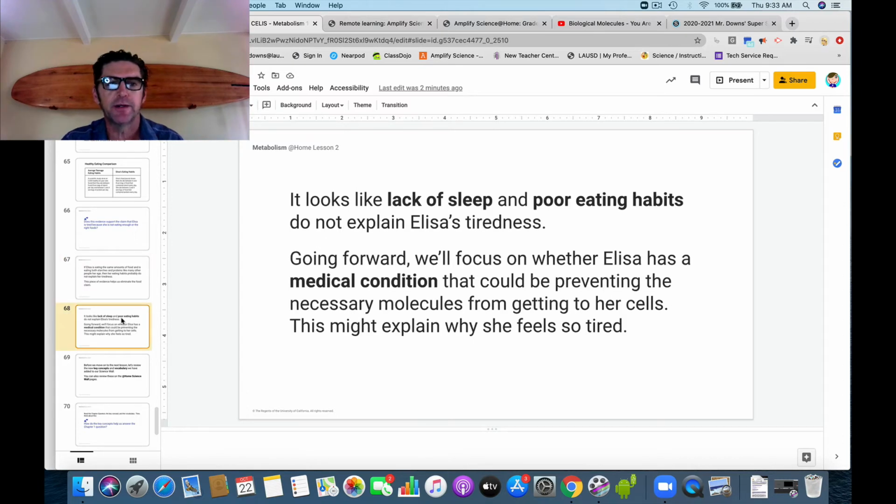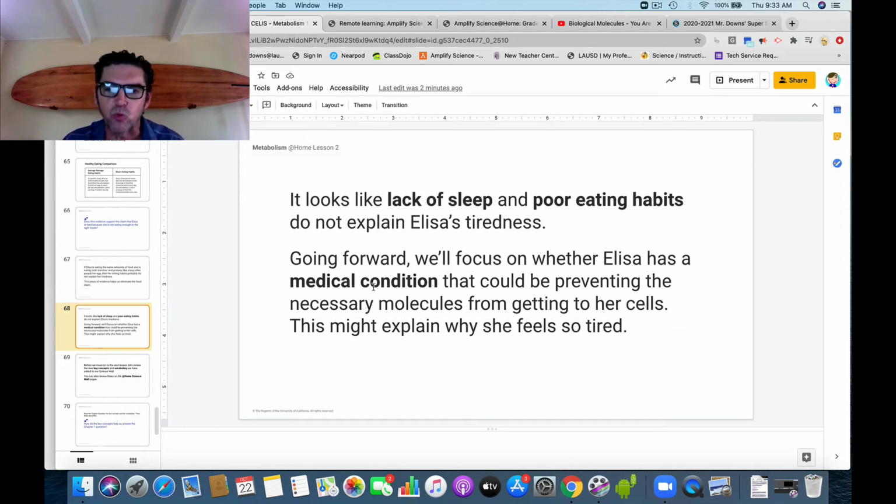Let's move on. So lack of sleep and poor eating habits do not explain Elisa's tiredness. So going forward, we'll focus on whether Elisa has a medical condition. Remember, that was our third option. That could be preventing the necessary molecules from getting to her cells. We're going to learn about molecules in our video, and then you'll do your final assignment for our Thursday, Friday.